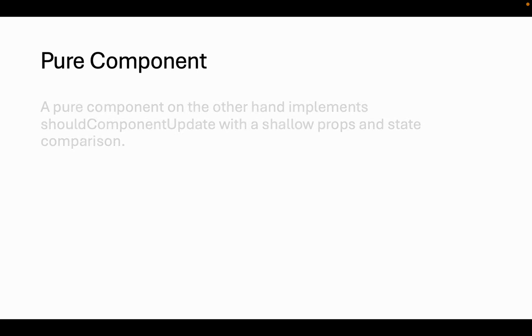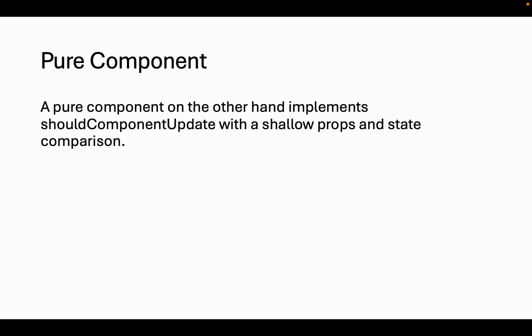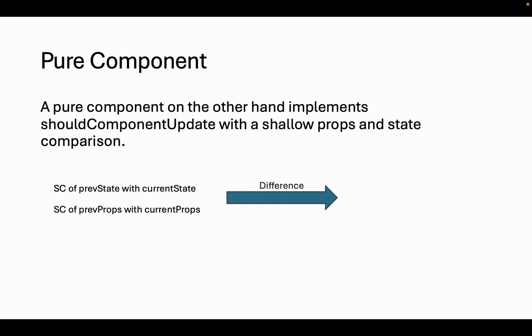So let's go ahead and see what PureComponent actually is. A PureComponent implements shouldComponentUpdate, the function from the class lifecycle, with a shallow props and state comparison. It makes a shallow comparison between previous state and current state, then previous props and current props. If there is any difference, then it will re-render. Otherwise, it will never re-render.